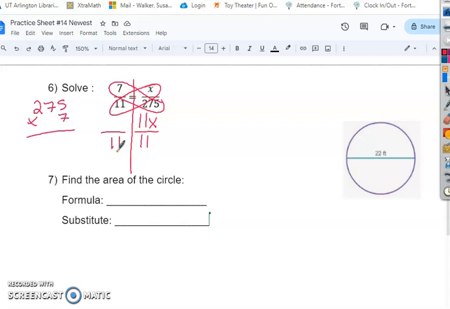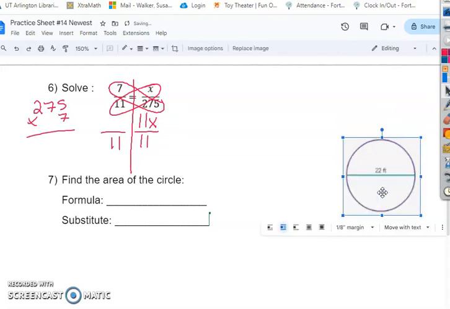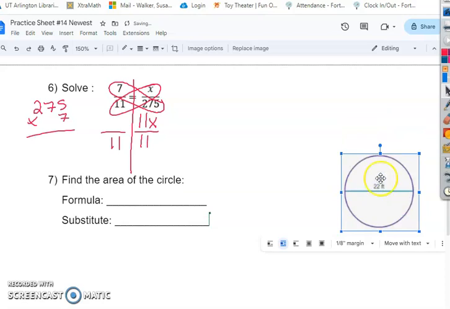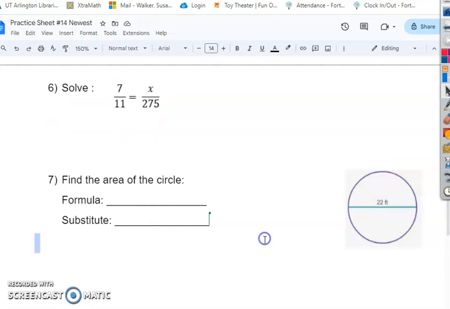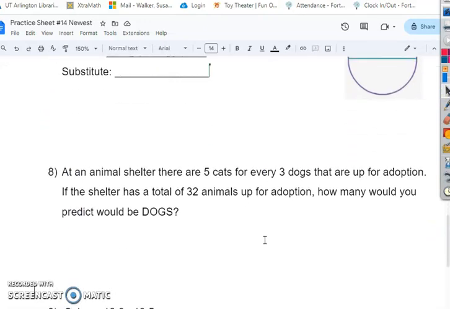This, I will let you know, will also be a 3-digit by 3-digit multiplication. Okay, what I will do for area is I'm going to let you know this is diameter. Write the formula, plug the numbers in. Make sure you are using parentheses. Let me see those parentheses.